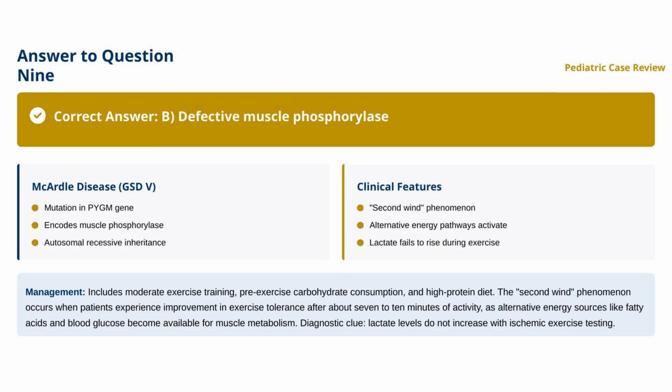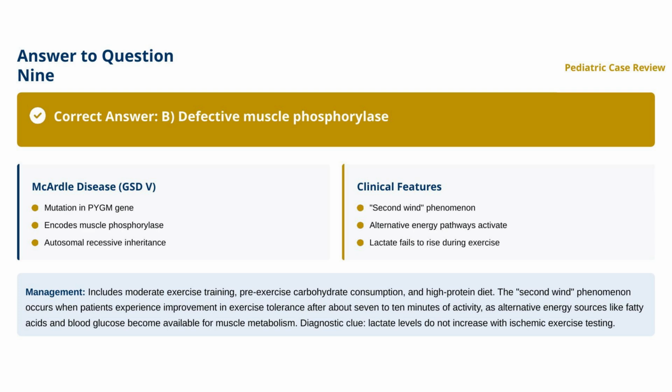The correct answer is B, defective muscle phosphorylase. McArdle disease, or GSD type 5, is caused by mutations in the PYGM gene encoding muscle phosphorylase, following autosomal recessive inheritance. The classic presentation includes exercise intolerance with muscle cramps and weakness, along with the characteristic second wind phenomenon. This occurs when alternative energy pathways activate after about 7 to 10 minutes of activity, as fatty acids and blood glucose become available for muscle metabolism. A key diagnostic finding is that lactate fails to rise during exercise testing. Management includes moderate exercise training, pre-exercise carbohydrate consumption, and a high-protein diet.